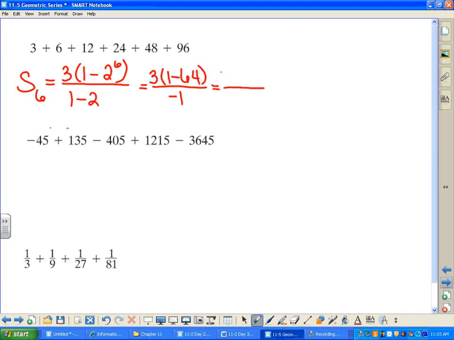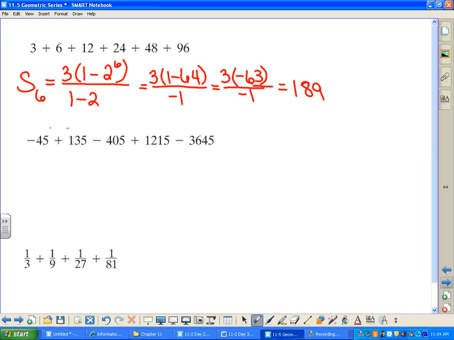Now we're going to have 3 times negative 63 over a negative 1. Let's finish that up. 3 times negative 63 divided by a negative 1. 189. Now, again, could you just add those all up? Sure. But I want you to see how to use the formula, okay? Because they're not always going to be a case where you're going to want to add them all up. All right?